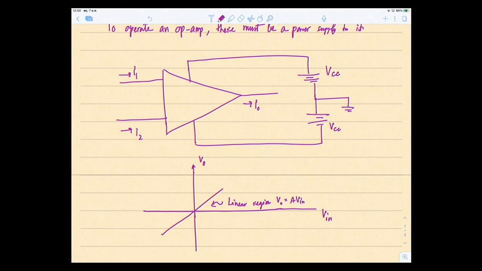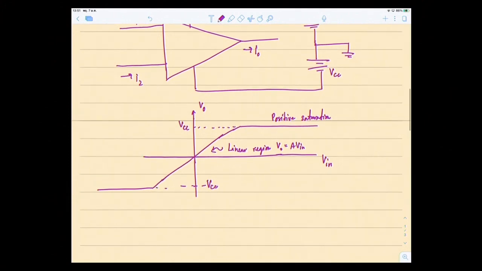Then, the op-amp would saturate. The voltage V out would saturate at the value of your power supply, like this. So this is called the positive saturation region, and this is the negative saturation region.